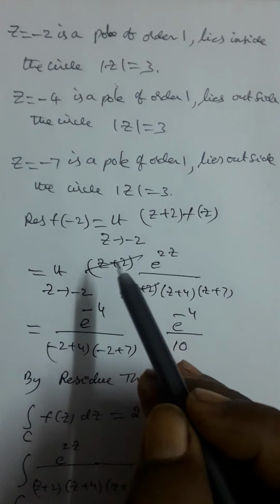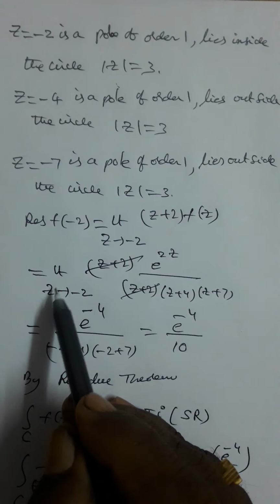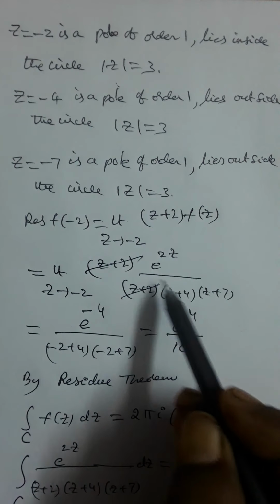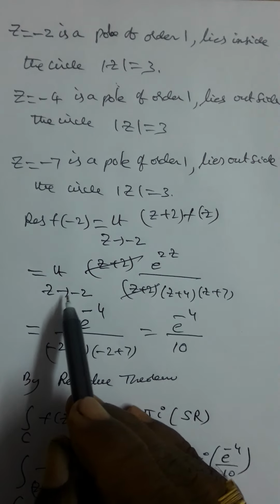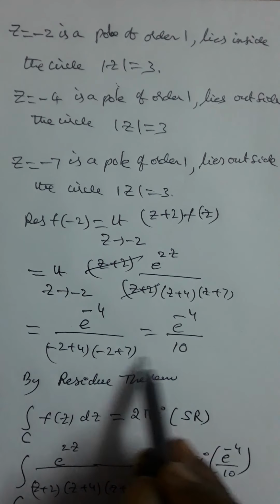Use result 1: limit z tends to minus 2 of (z plus 2) into f of z. What is your f of z? z plus 2 cancel. Instead of z you write minus 2: e power minus 4 by (minus 2 minus 4) into (minus 2 plus 7), which is e power minus 4 by 2 into 5, that is 10.